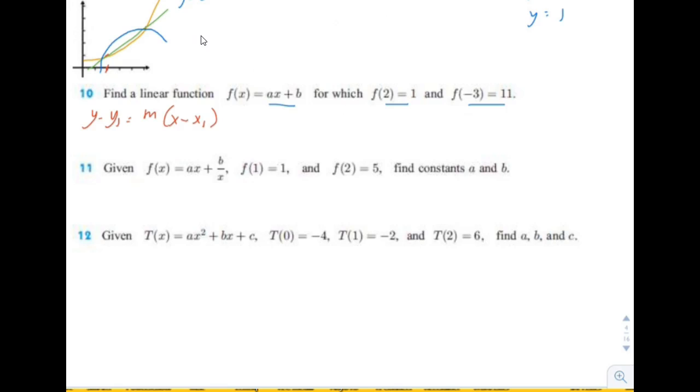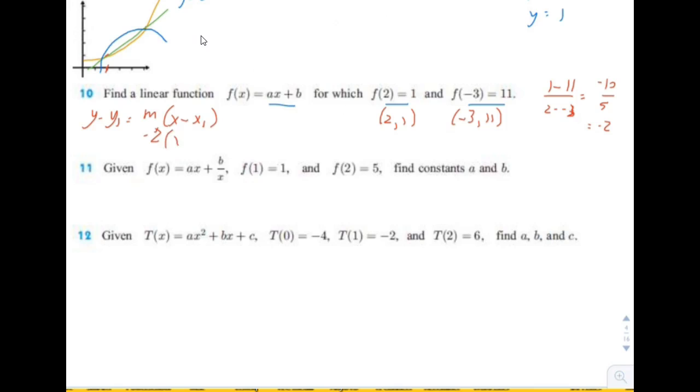So let's see. The slope between these 2 points, let's find that. So we have a point (2, 1), and we have another point (-3, 11). To find the slope, it would be (1 minus 11) over (2 minus 3), right? Slope is rise over run. So it's negative 10 divided by 5, which is equal to negative 2. So the m is negative 2.